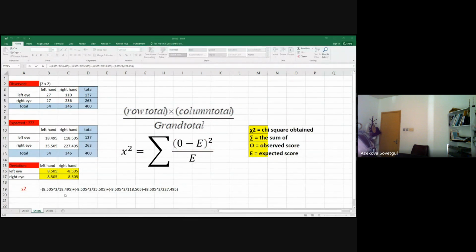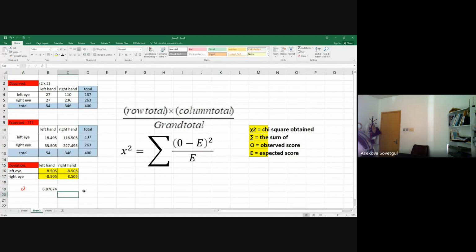Okay, I hope that everyone is done. Now, let's find the degrees of freedom. In this case, we need to remember (c minus 1) multiplied by (rho minus 1). So what do you think? C minus 1 is 1. Rho minus 1 is again 1. So the degrees of freedom here is 1, yeah?